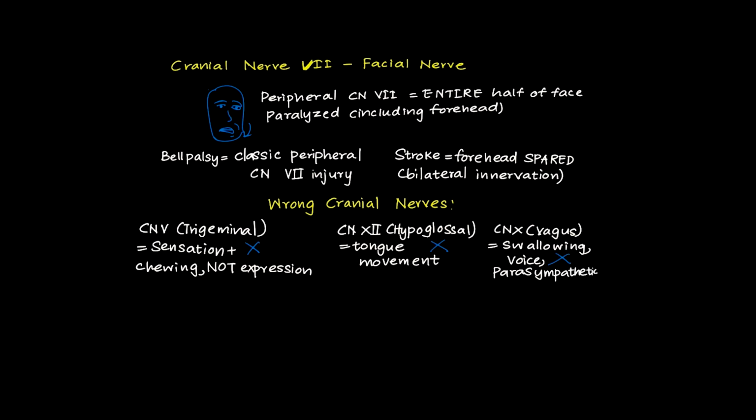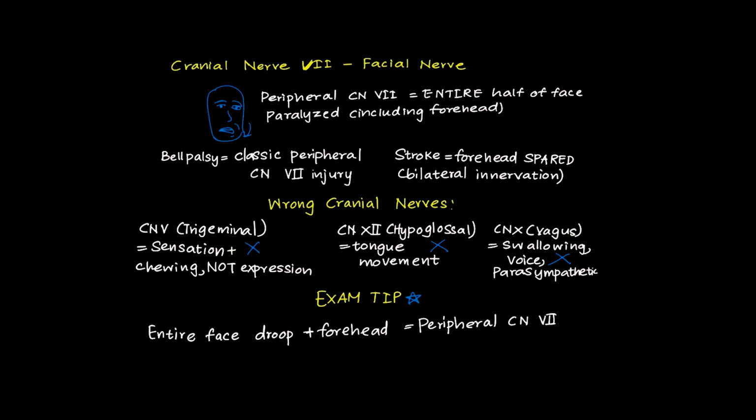Here's a WGU D443 OA exam tip for you. Facial droop affecting the entire half of the face, including the forehead, equals peripheral CN7 lesion. If the forehead is spared, think central stroke. Quick recall hook. 7 controls the face, 7 days in a week. Your face shows every day of it. CN7 equals facial expressions.